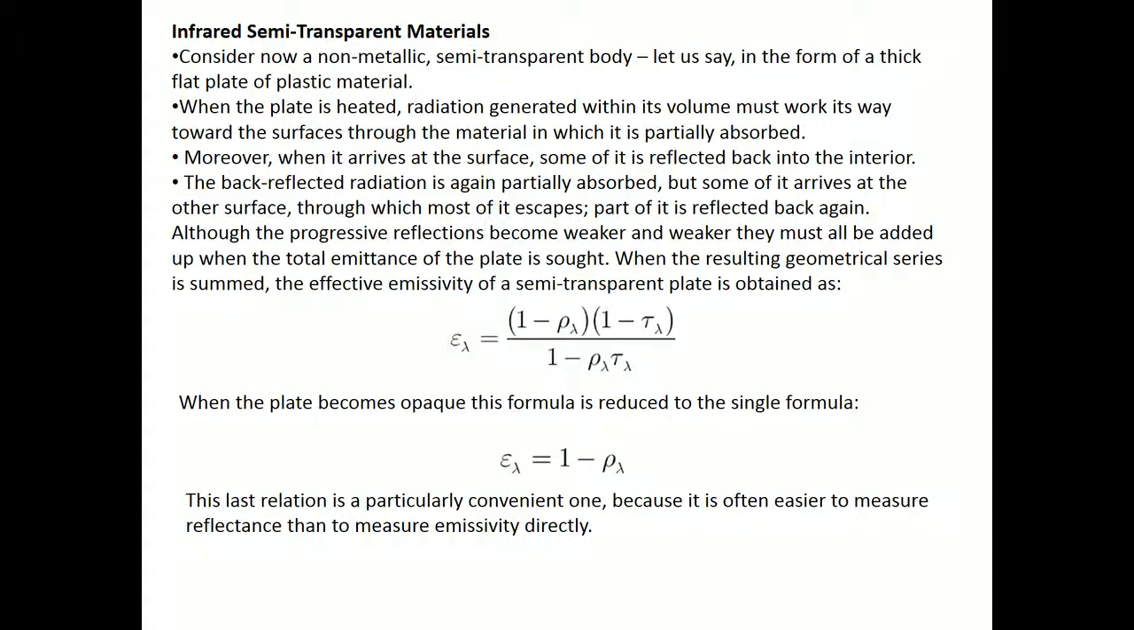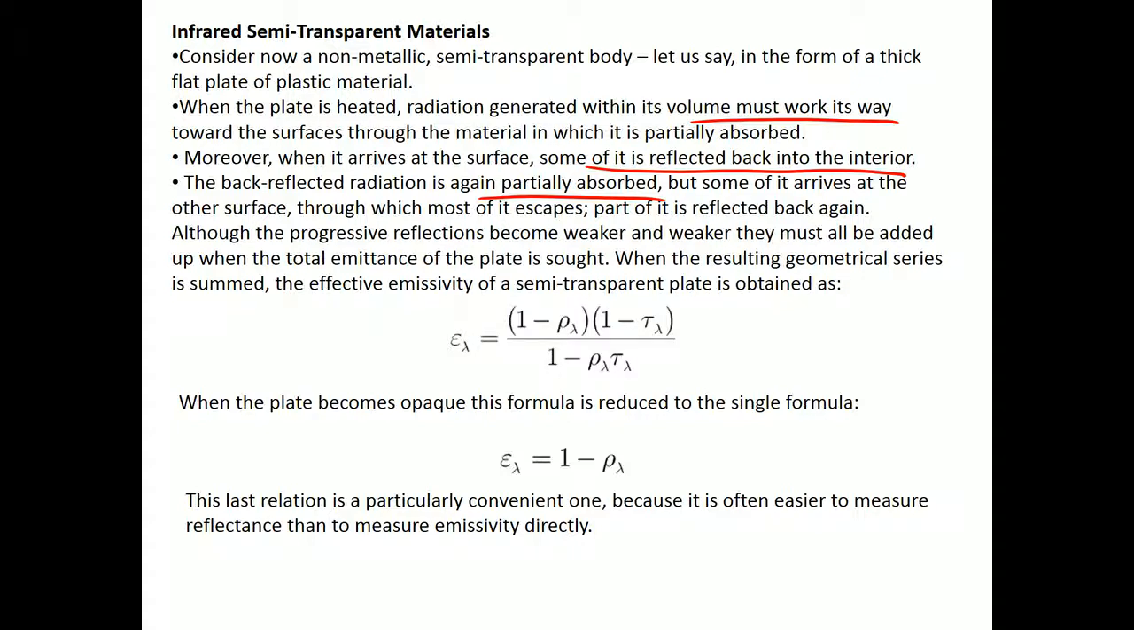Okay. So, infrared semi-transparent material: now consider a non-metallic semi-transparent body, let us say in the form of a thick flat plate of plastic material. When the plate is heated, the radiation is generated within the volume. Moreover, when it arrives at the surface, some of it is reflected back. Okay. So, what happens is that the back reflected radiation is once again partially absorbed, some of it arrives at the other surface, some of it escapes. So, progressive reflections become weaker and weaker.